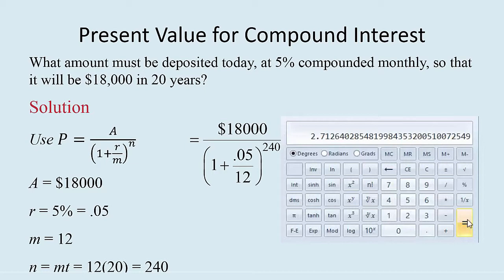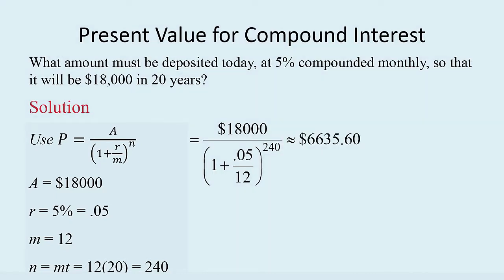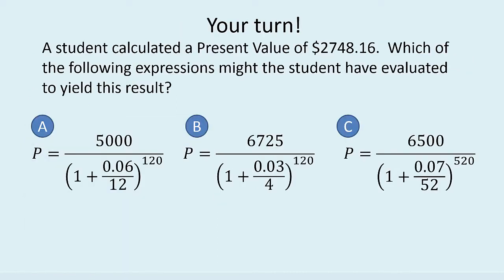Now, instead of dividing 18,000 by that number, I'm going to hit 1 over x and multiply by its reciprocal, times 18,000. And this gives us a final answer of $6,635.60 again. Either way, the present value, or principal, turned out to be $6,635.60.